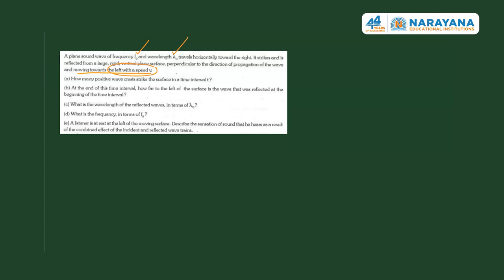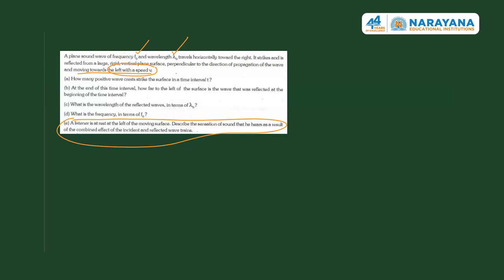Now the question is, how many positive wave crests strike the surface in a time interval t? That surface is also moving. At the end of this time interval, how far to the left of the surface is the wave that was reflected at the beginning of the interval? What is the wavelength of reflected waves? What is the frequency in terms of f naught? And if there is a listener at rest at the left of the moving surface, describe the sensation of sound that he hears as a result of the combined effect of the incident and the reflected wave trains.